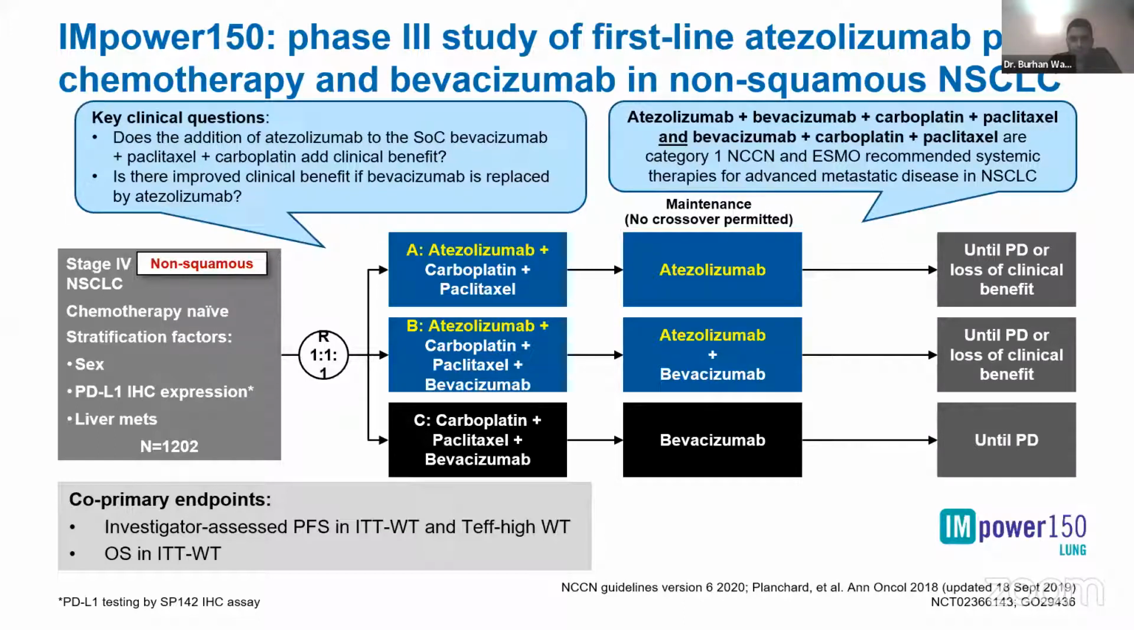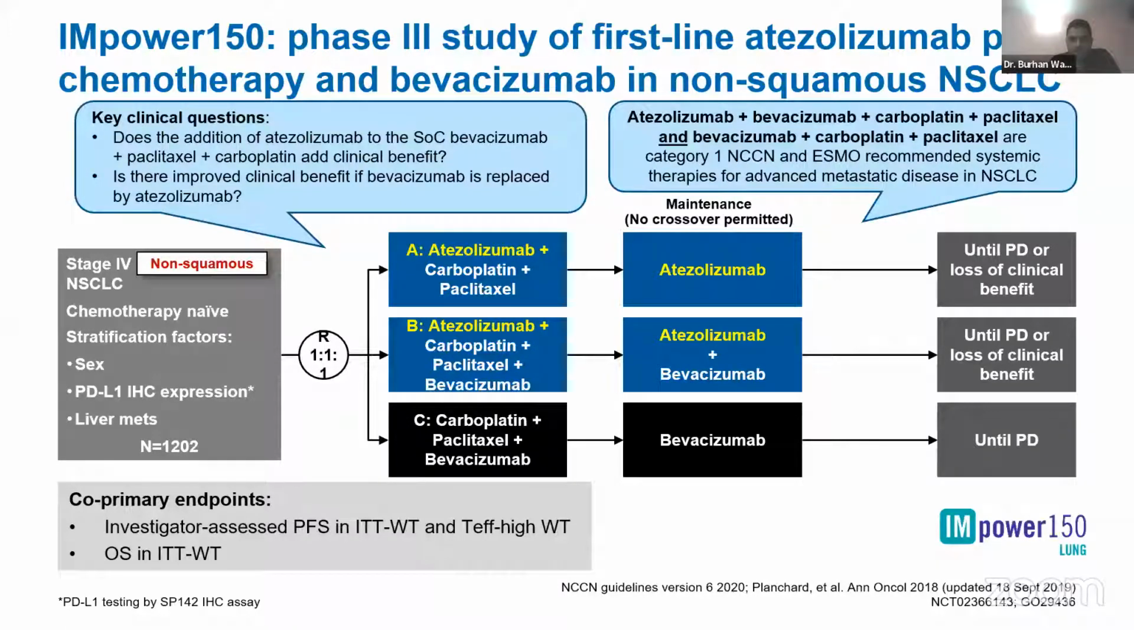If we see the inclusion criteria, the study population was stage 4 non-squamous non-small cell lung cancer patients who were chemo-naive, stratified by gender, PD-L1 expression status, and liver metastasis burden. They were randomized 1:1 across 3 arms. Arm A was atezolizumab plus chemotherapy, with a paclitaxel plus carboplatin backbone. The second arm had atezolizumab plus carboplatin and paclitaxel, along with the VEGF inhibitor bevacizumab. And the third arm was carboplatin plus paclitaxel plus bevacizumab.